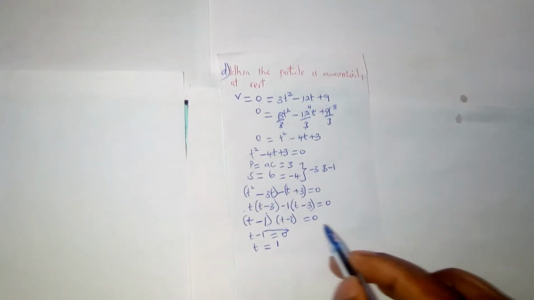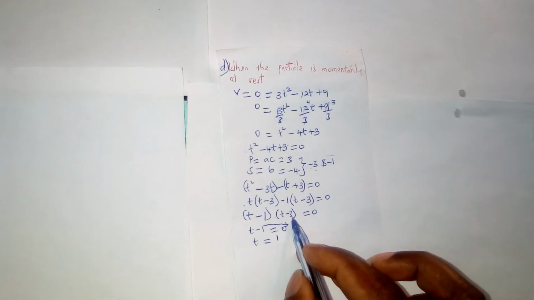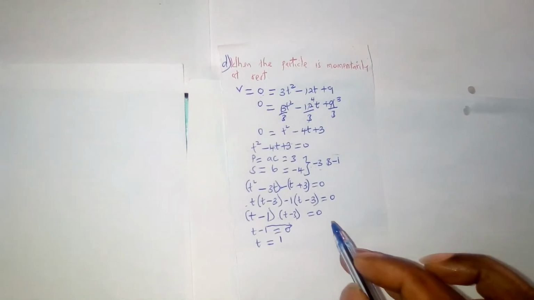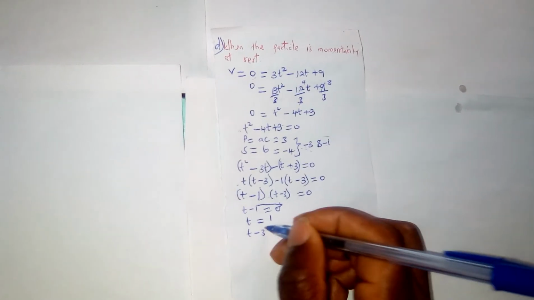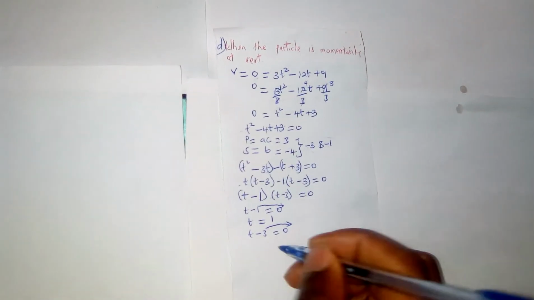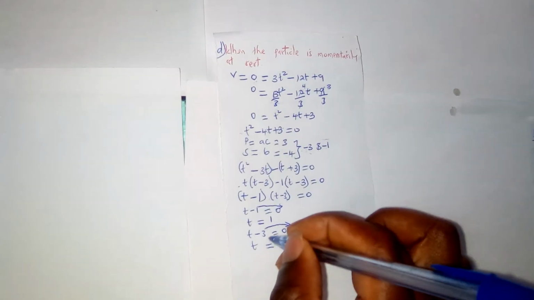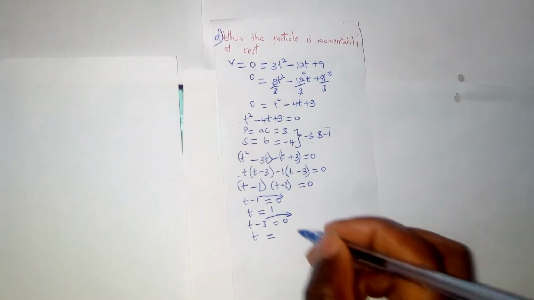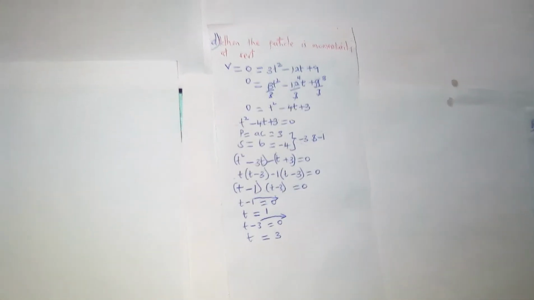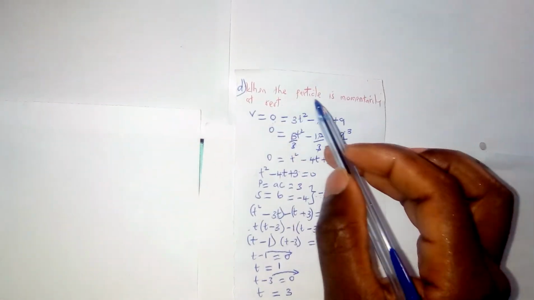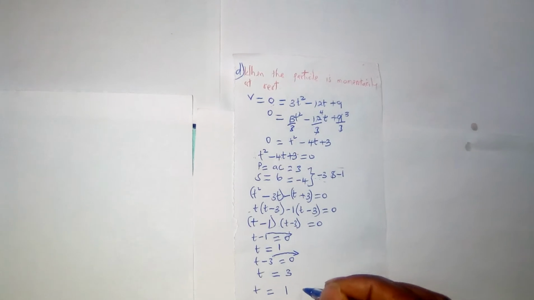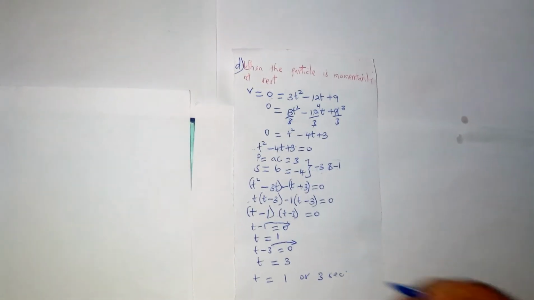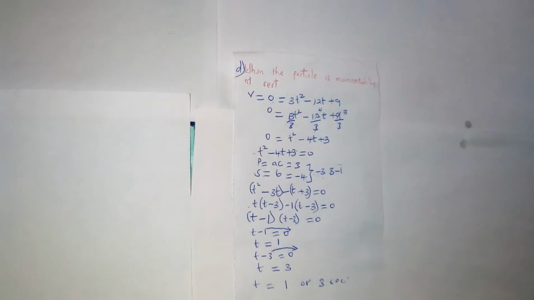To get the second time, I'll concentrate on the second bracket, that is t minus 3 equated to 0. So t minus 3 is equal to 0, and from here I can get the time by letting negative 3 cross the equal sign, so that I remain with t is equal to, obviously a positive, so I end up getting 3 seconds. So the possible times when the particle is momentarily at rest are time is equal to 1 second or 3 seconds, and that is all you can do there.